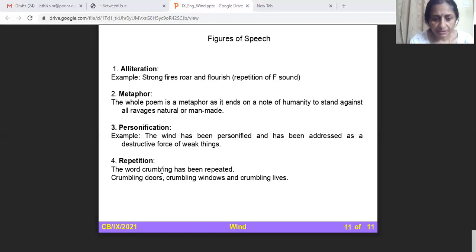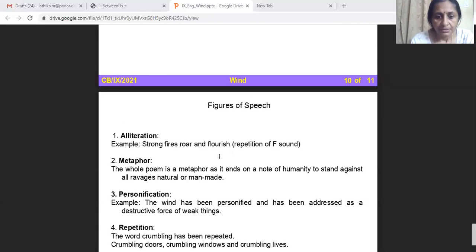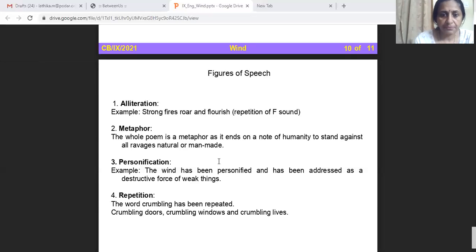The word crumbling has been repeated to show the effect of the destruction. Crumbling doors, crumbling windows, crumbling lives. So these were the figures of speech used in the poem.